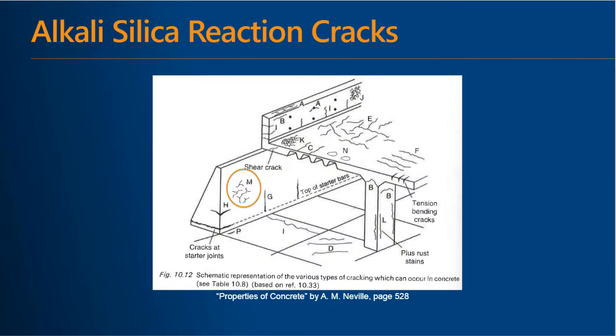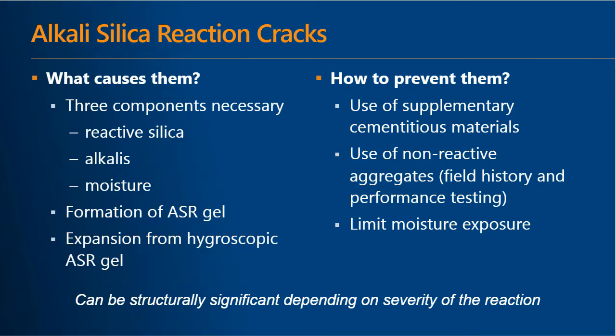So we'll start with ASR, which is highlighted by the letter M on this figure. And really, we'll get into what causes them. There's three major components that are necessary for ASR and then for cracking to result. You need a reactive form of silica, which is typically going to come from your aggregate particles. You need a source of sufficient alkalis for the reaction, which is typically going to come from the Portland cement. And then you need a source of moisture to fuel the reaction.